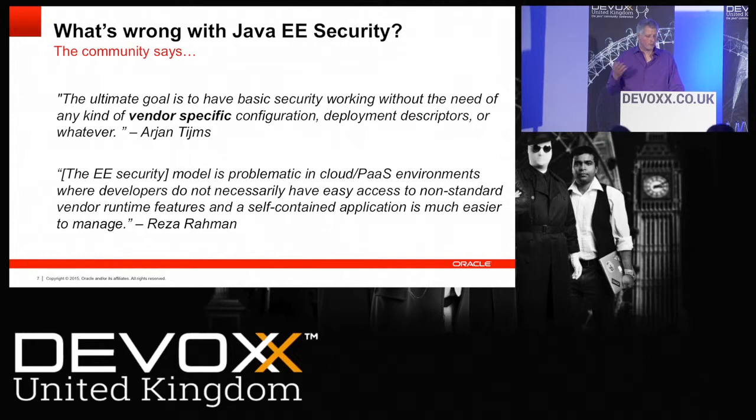The community itself, when you go and look around at the different blogs, you'll find a lot of quotes that reflect the same thoughts. Arjan Tijms, who's one of my favorite bloggers, says that the ultimate goal is to have basic security working without the need for any kind of vendor-specific configuration, deployment descriptors, or whatever. Reza Rahman is another blogger I read. He's quoted as saying, the EE security model is problematic in a cloud and PaaS environment where developers do not necessarily have easy access to non-standard vendor runtime features, and a self-contained application is much easier to manage.